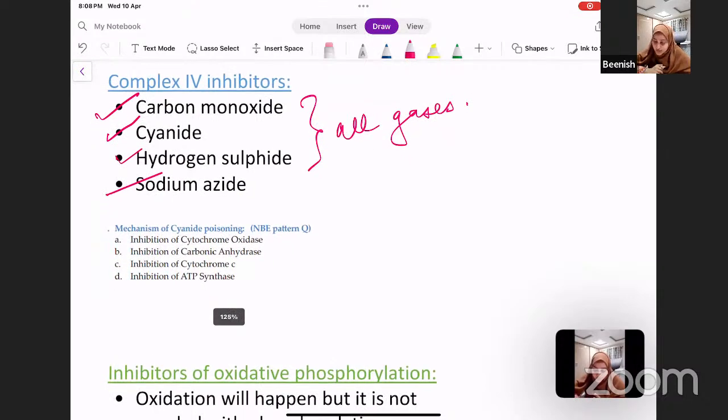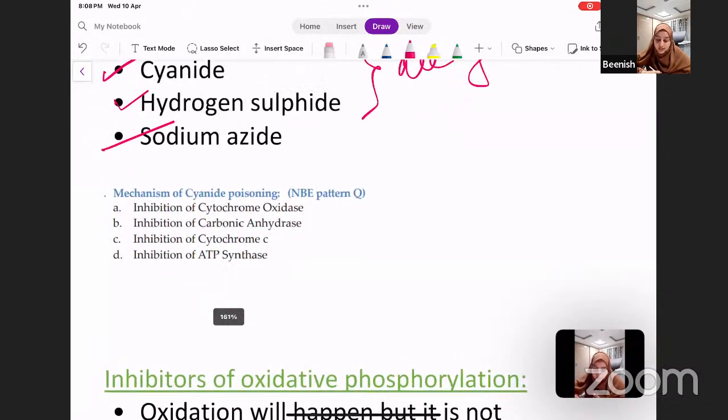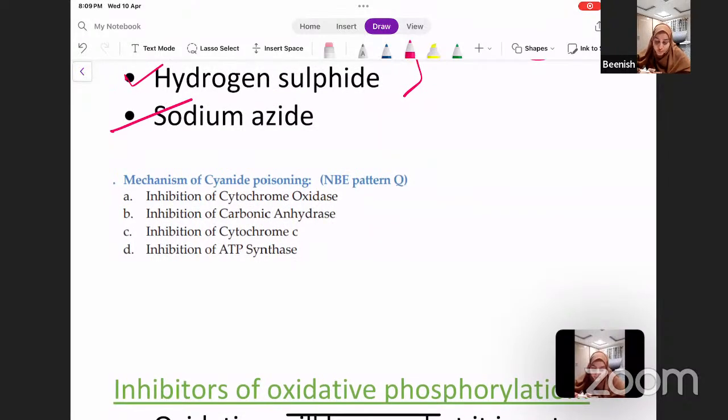Moving on to one of the MCQs, mechanism of cyanide poisoning. What is the mechanism of cyanide poisoning? The options are inhibition of cytochrome oxidase, inhibition of carbonic anhydrase, inhibition of cytochrome C, or inhibition of ATP synthase. So remember, I told you that cytochrome oxidase is another name for complex 4. So cyanide poisoning inhibits your complex 4, which is also known as cytochrome oxidase.